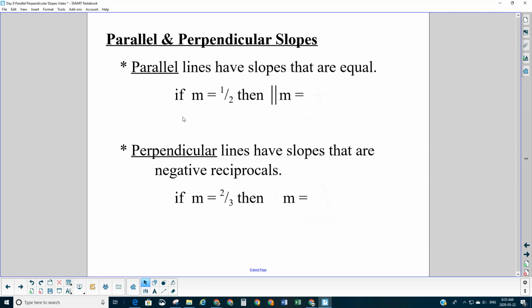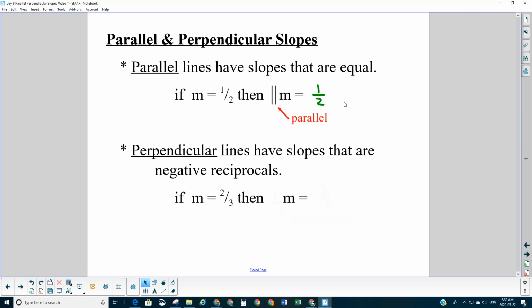And the symbol for parallel is two long extended lines right next to each other. Please don't confuse them with the number 11. They're definitely not that. That's why they're drawn a little bit longer and outside the margins. So that symbol means parallel. If you have a slope of 1/2, a parallel slope must also be 1/2.